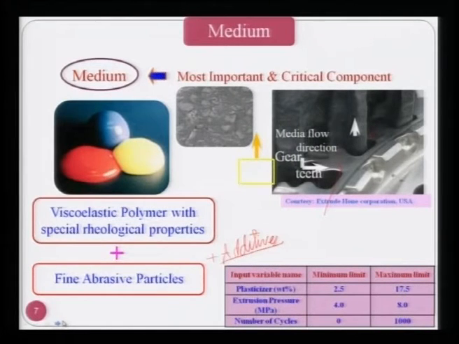Here is just one composition of the medium which we had used in the lab at IIT Kanpur. Plasticizer varied in weight percentage from 2.5 to 17.5%. Extrusion pressure in megapascal varied from 4 to 8, and the number of cycles of finishing had an upper limit of 1000, leaving aside the exceptional cases.